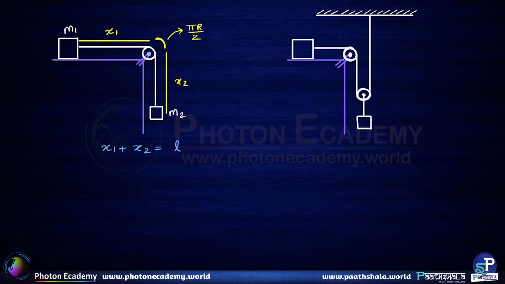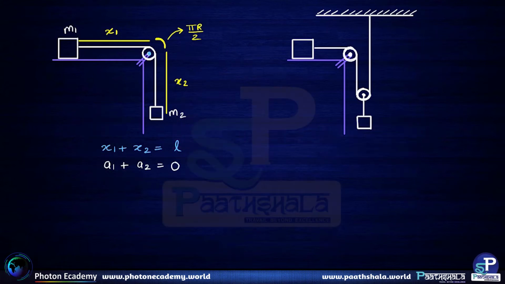On differentiating this equation, I get, double differentiating in fact, a1 plus a2 is equal to 0. We have skipped the step where we single differentiate to get v1 plus v2 equal to 0, because ultimately we want the relationship between the two accelerations.